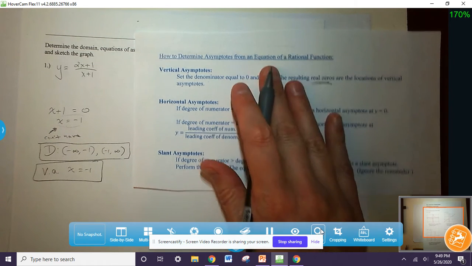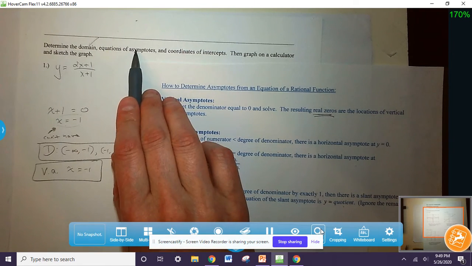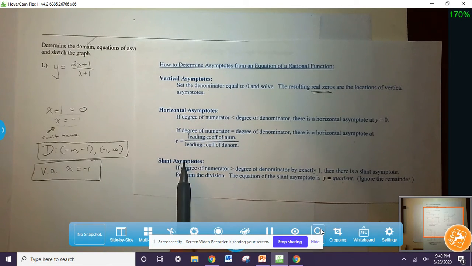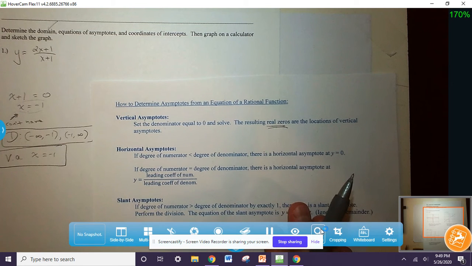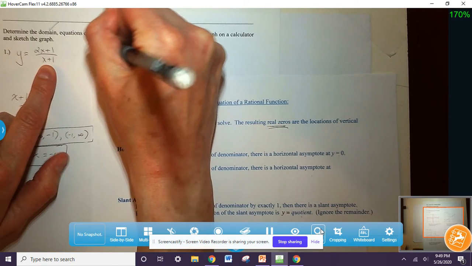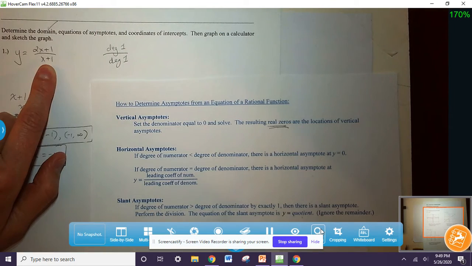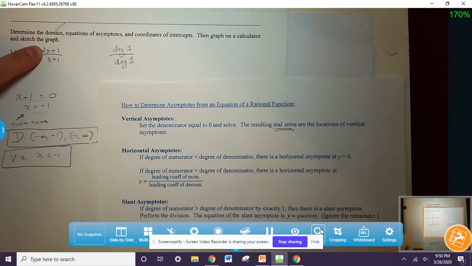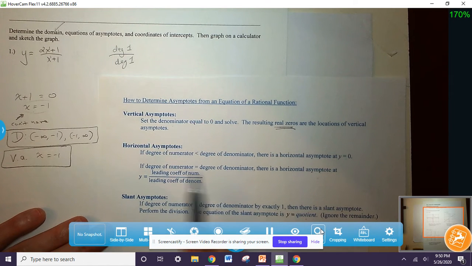All right, so we got the domain. We got a vertical asymptote. Let's continue with the asymptotes. Let's see if we have a horizontal or a slant asymptote. To figure that out, we need to compare the degree of the top to the degree of the bottom. If we look at this rational function, the top is degree 1 and the bottom is degree 1. The degree is the highest power of x in each polynomial. So the highest power of x in the top is 1, and the highest power of x in the bottom is 1 as well. So in this scenario, the degree of the numerator is equal to the degree of the denominator.